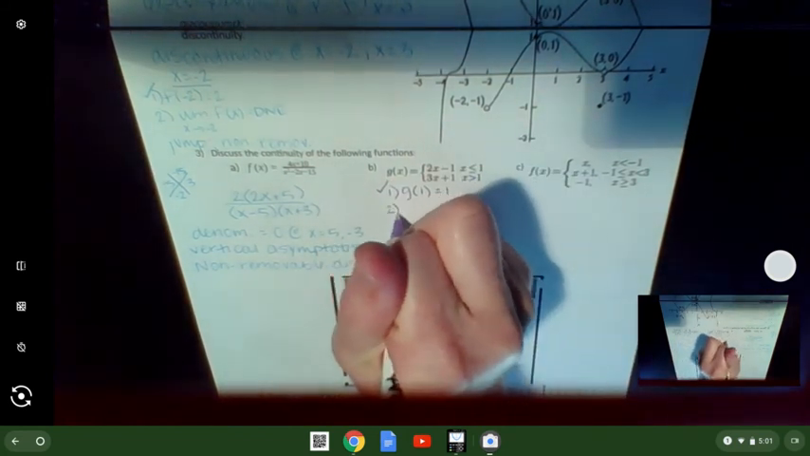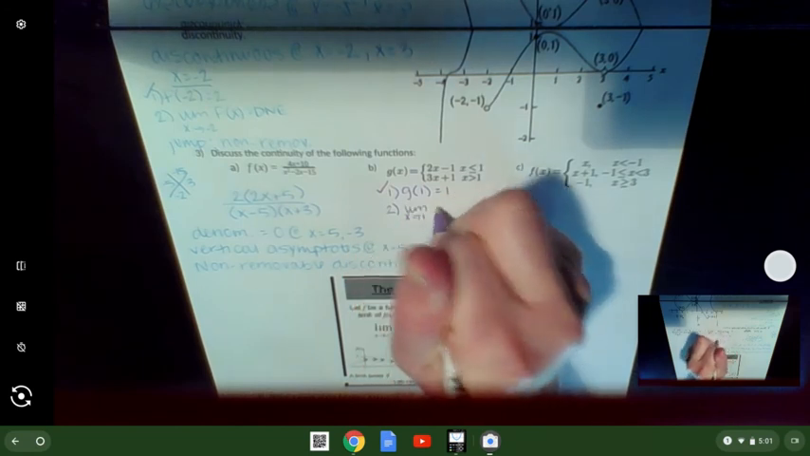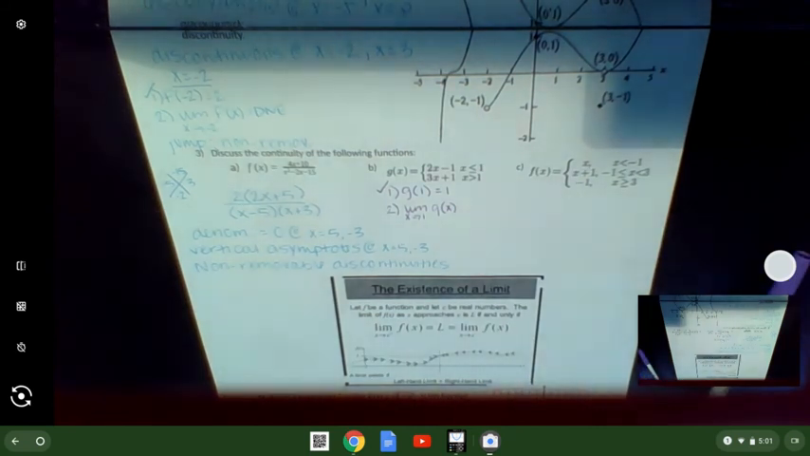So the second piece is, does the limit as we approach 1 for g of x exist? Which brings us to, how the heck do you find the limit when it comes to a piecewise function? Again, I alluded to this earlier when we had talked about limits in a previous video. Piecewise functions are coming for you.